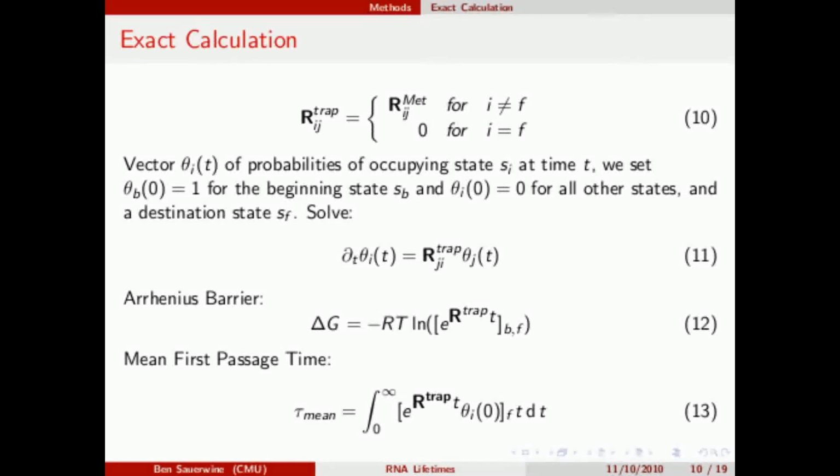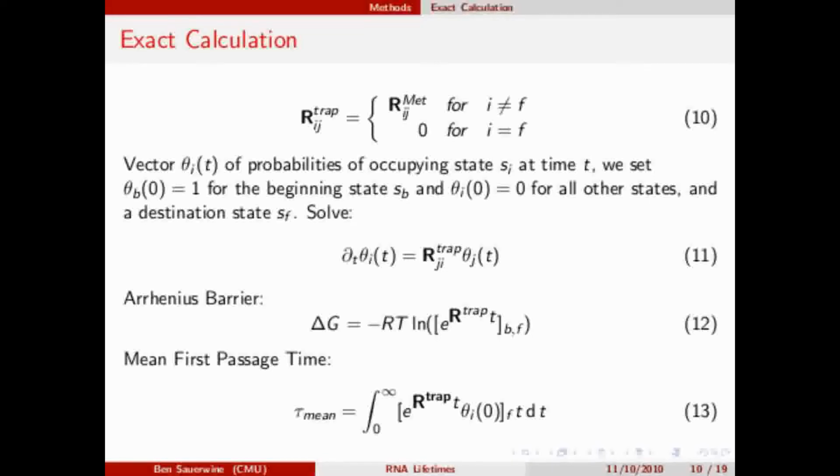Armed with this rate matrix and a beginning and ending state, we can actually exactly calculate the mean first passage time using the rate matrix. We simply solve a first-order differential equation in the rate matrix, and we can come up with a notion of Arrhenius barrier, there in equation 12, and an exact mean first passage time as in equation 13.